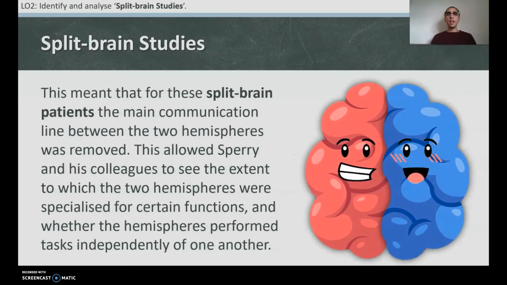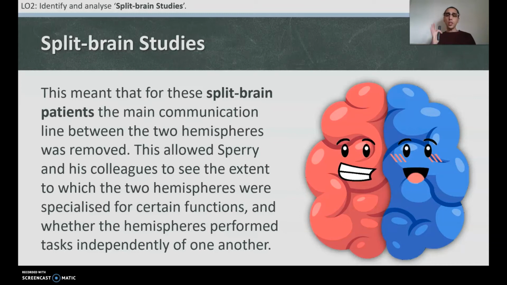This meant that for split brain patients, the main communication line between the two hemispheres was removed. This allowed Sperry and his colleagues to see the extent to which the two hemispheres were specialized for certain functions and whether the hemispheres performed tasks independently of one another.